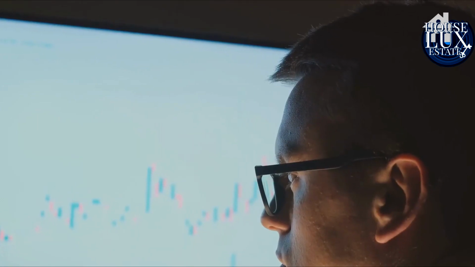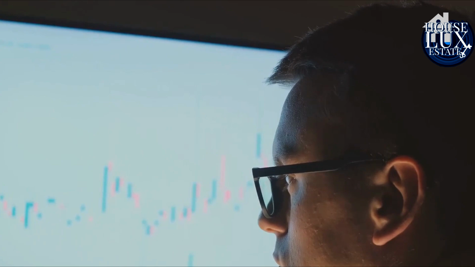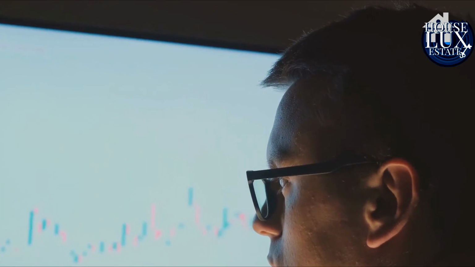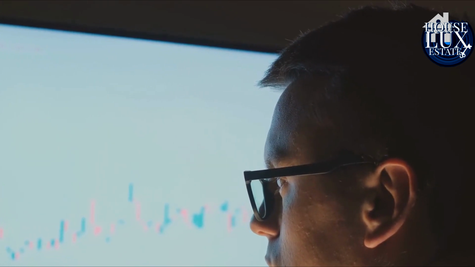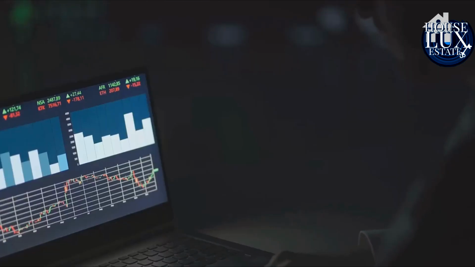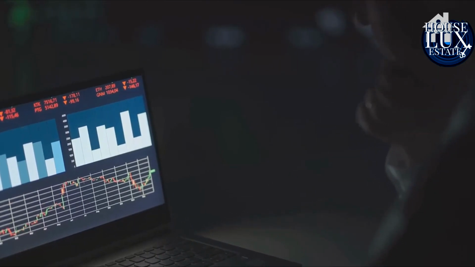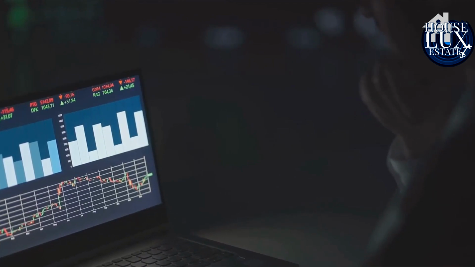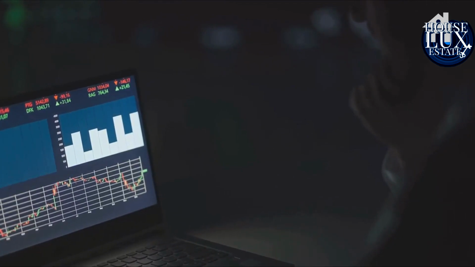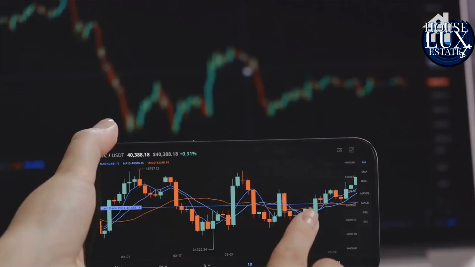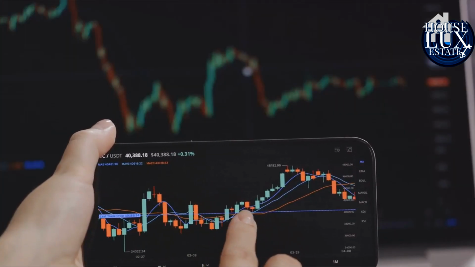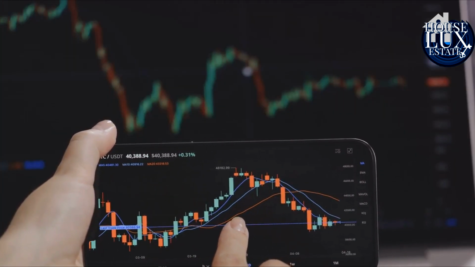Let's recap what we've learned today about asset allocation and risk management. We've delved into the world of asset allocation, understanding it as the strategic distribution of investments across various asset classes, such as stocks, bonds, real estate, and cash. This isn't a one-size-fits-all approach, but rather an individualized strategy that takes into account your financial goals, risk tolerance, and investment horizon.